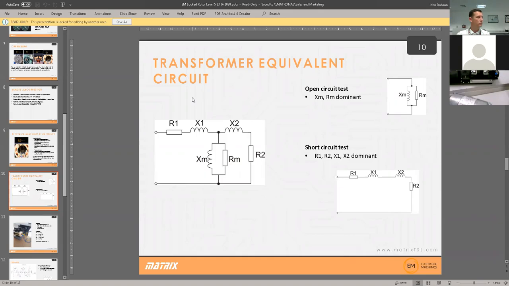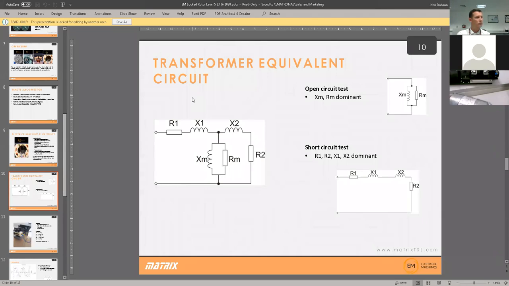And what we do when modeling a transformer is we do two tests. We do a test where we inject an AC current into the primary with no secondary load. That's called an open circuit test. And when we do that test, the parallel branch of the magnetizing reactance is the dominant term, and we assume that all the other terms in the equivalent circuit are small, so we ignore them. So by doing some relatively simple measurements, we can deduce what XM and RM are in that circuit.